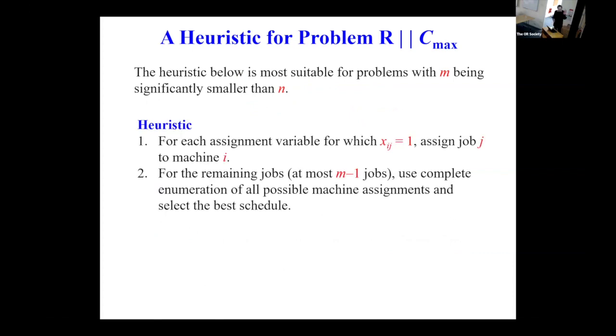Okay, so this is our heuristic. When xij is equal to 1 in that linear programming relaxation, you make that assignment in your heuristic. And then you've got these other n minus 1 jobs, which have got fractional values. So because m is relatively small, you just make a complete enumeration to find out where their best positions are. So we're pretty much done now.